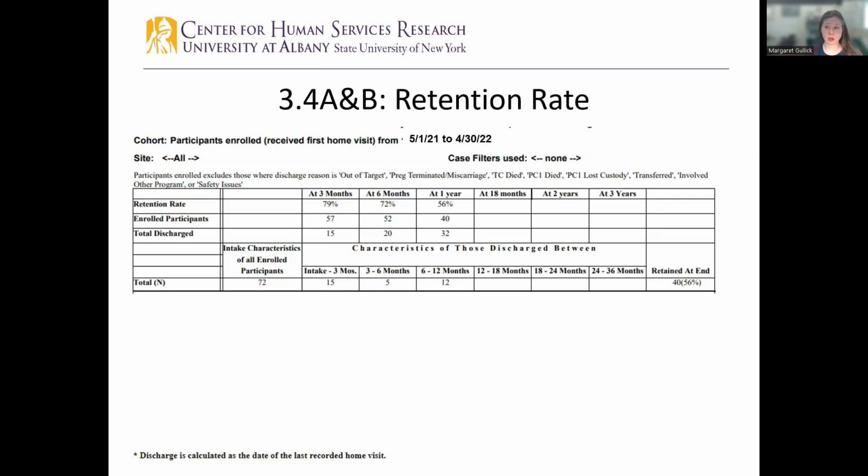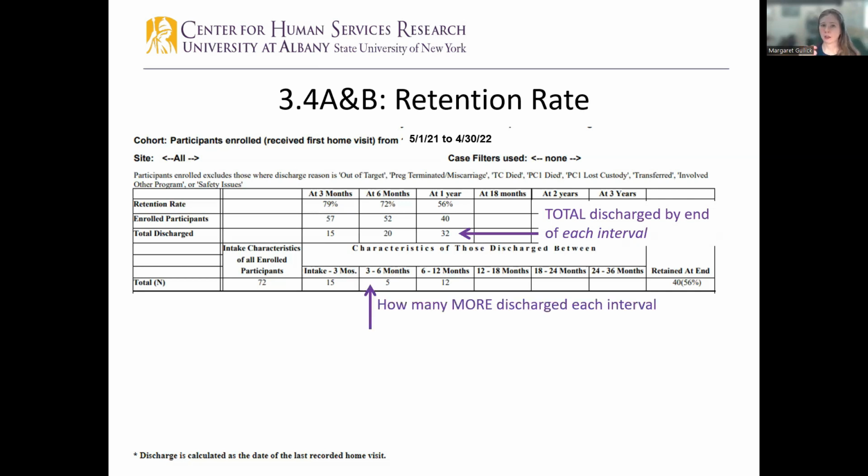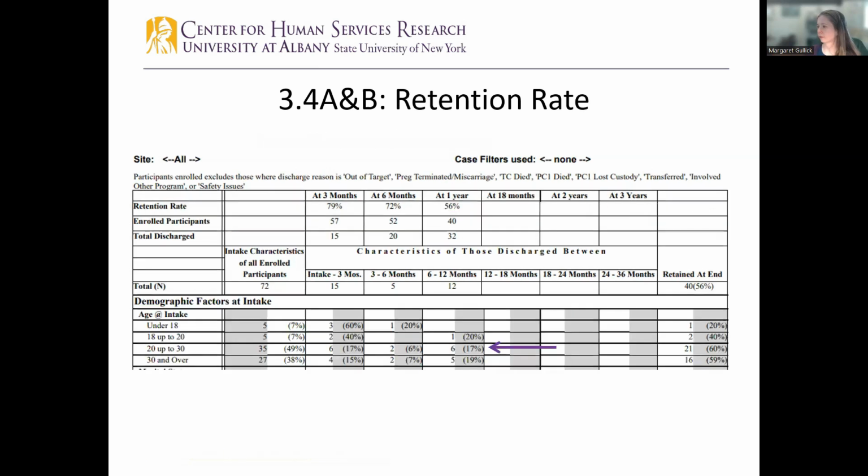It would, because the PI target is 50%, and this is over 50% for 1 year retention. And so we have 40 families who are retained at the very end of this window. All right. So you can see here, we've got, again, the total discharge by the end of each interval. So this is cumulative. And then this other section is how many more were discharged in each interval. So this is additive, not cumulative. And then our overall retention rate at the 1 year mark, which is what we're focusing on here.